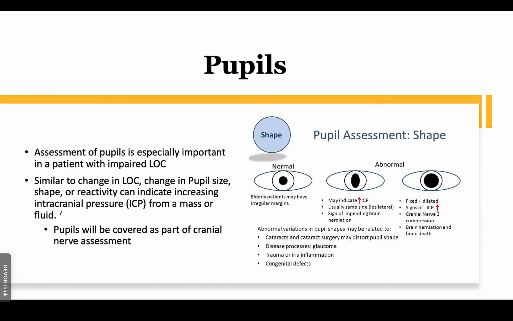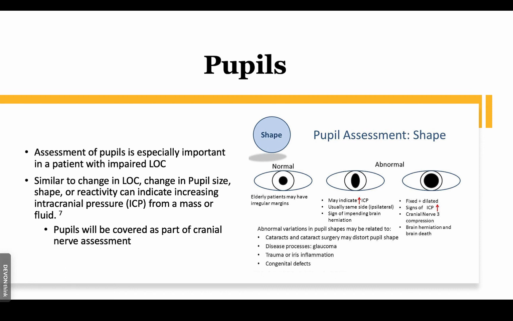And then here is a picture that shows exactly what your pupils should look like. If you look at the abnormal side, the one in the middle, that's actually called an ovoid pupil. It looks oval shaped. And we know that's really bad. That's a sign of increasing intracranial pressure. It can precede a significant neuro change. It's not a good sign when you see that in patients.